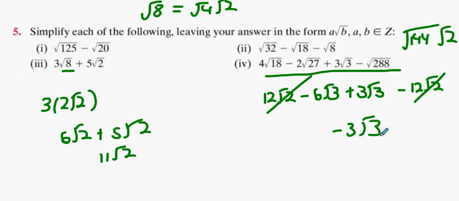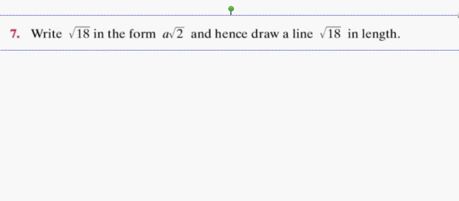Happy enough? It says A, B is an element of Z. A and B are an element of Z. They're minus 3 and plus 3 respectively. Now we get into the fun stuff.